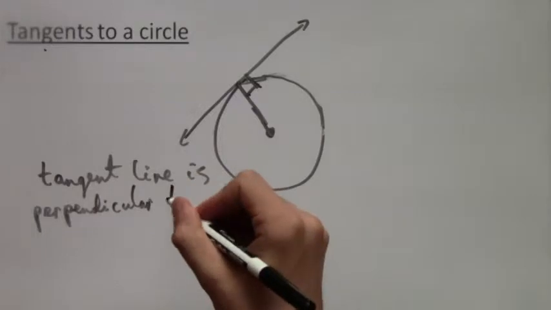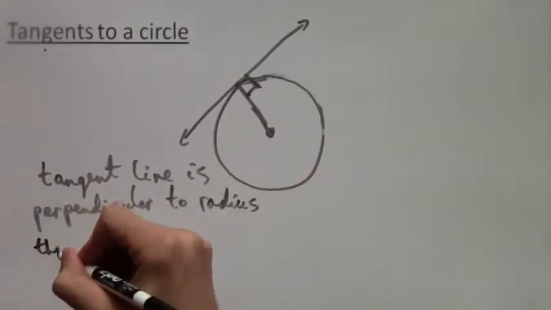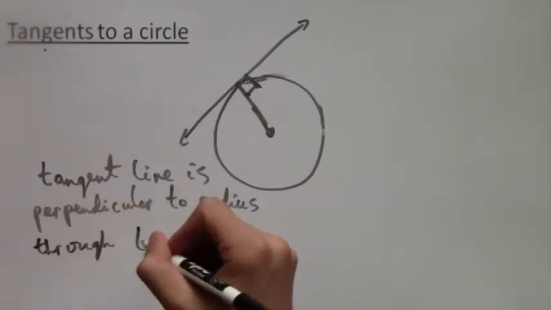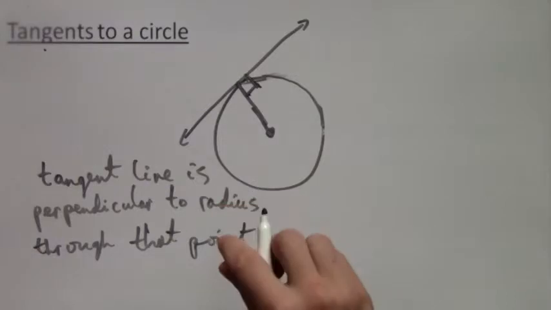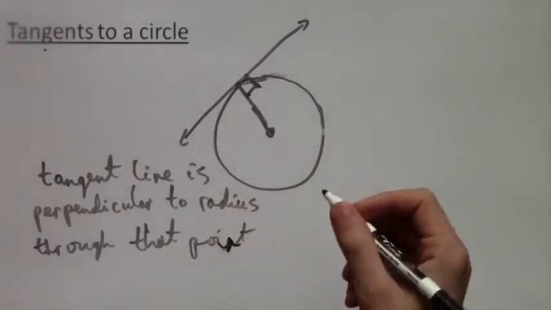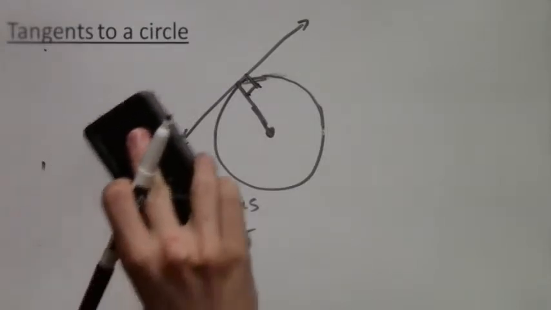So once again, the tangent line and the radius intersecting it form a 90-degree angle. They are perpendicular. And this is actually a theorem. So now we're going to apply this principle to a few problems, because we know a lot of things about right triangles and about 90 degrees.